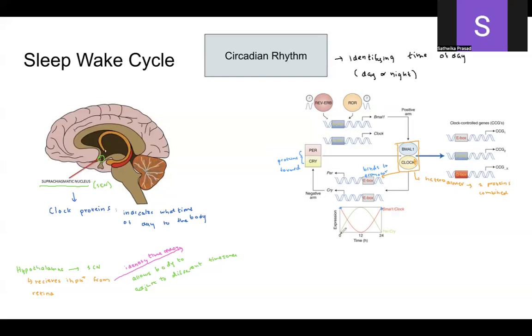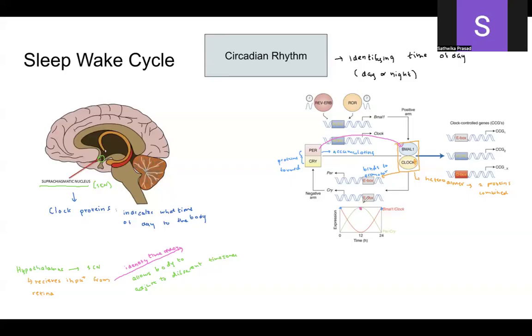But at the same time, you also have to look at the PER and the CRY proteins, right? The PER and the CRY proteins are also going to form a protein complex, which will keep accumulating. And once this complex has reached a certain level, it is going to inhibit the activity of BMAL. So that usually occurs near midday, right?